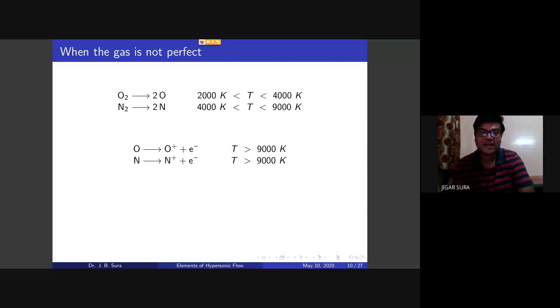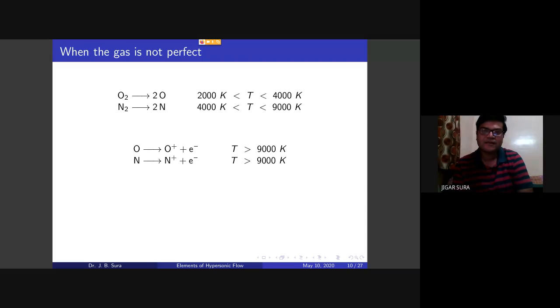You cannot use gamma is equal to 1.4, Cp is equal to 1 kilojoule per kg Kelvin or similar equations now. You have to use a macroscopic approach. How much percentage of O is available, how much percentage of O2 is available, how much percentage of N or N2 is available. Still, if you talk about space shuttle re-entry, the temperature can rise above 9000 Kelvin, then it becomes oxygen ions and nitrogen ions.